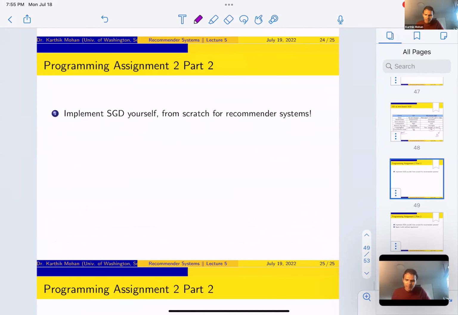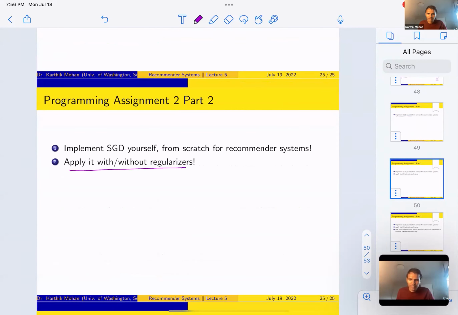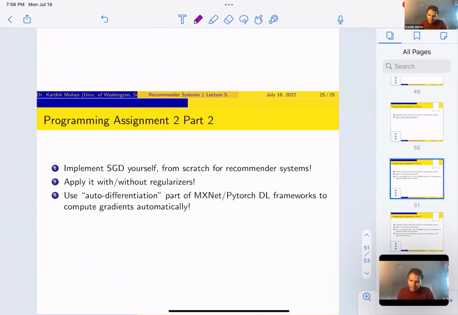So programming assignment 2: implement SGD yourself from scratch for recommender systems. Apply it with or without regularizers, so again, overfitting or not. And we'll be looking at, in assignment 2, obviously, the MovieLens data set. So 100K ratings. I think it's 100K ratings.